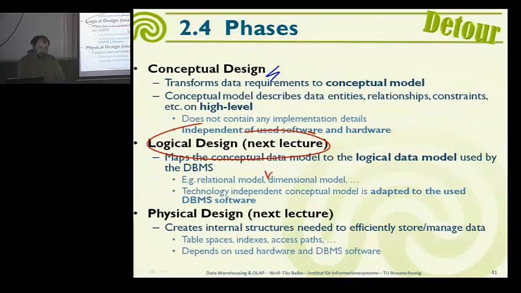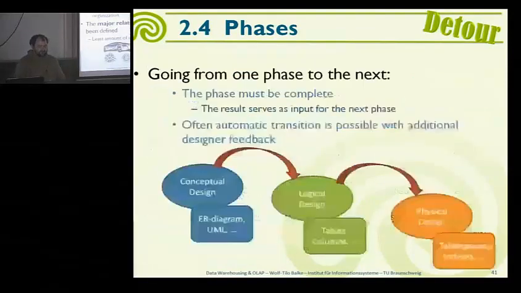This should read multi-dimensional model. In any case, it is adapted to the software that you're using. And then also in the next lecture, we will talk about the physical design, right? And physical design means that you need to create access paths, that you need to create indexes, and so on. And we'll talk about that next week too.